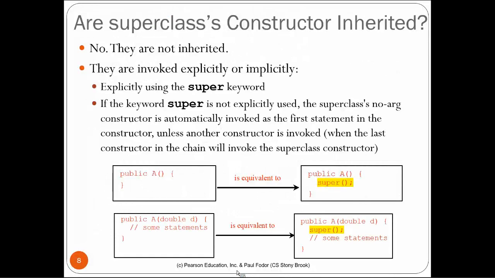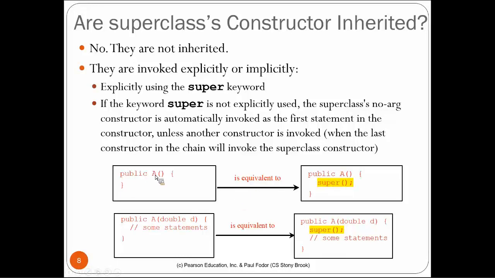So first thing, we extend the class. We define that some class A extends another class, or by default that the class A extends the superclass Object. Are the constructors inherited? The answer is no, they are not inherited. They are the only methods that are not inherited. They are invoked either explicitly or implicitly. Explicitly using the super keyword, and the statement has to be the first statement in the constructor for the subclass.